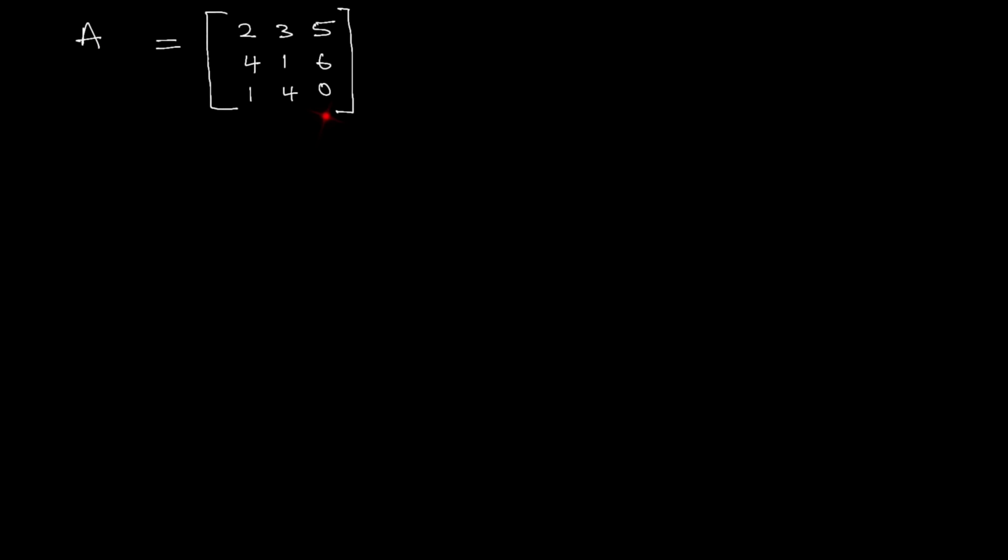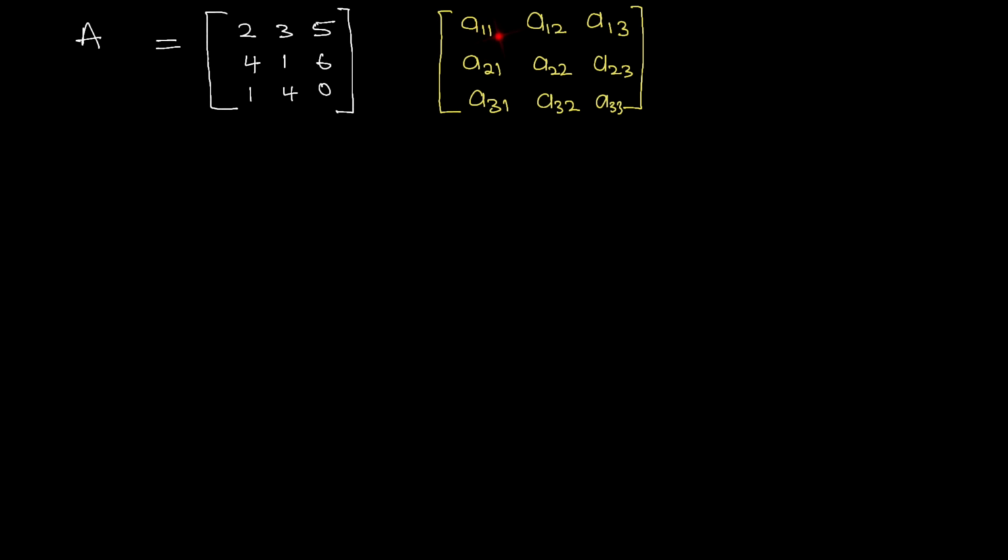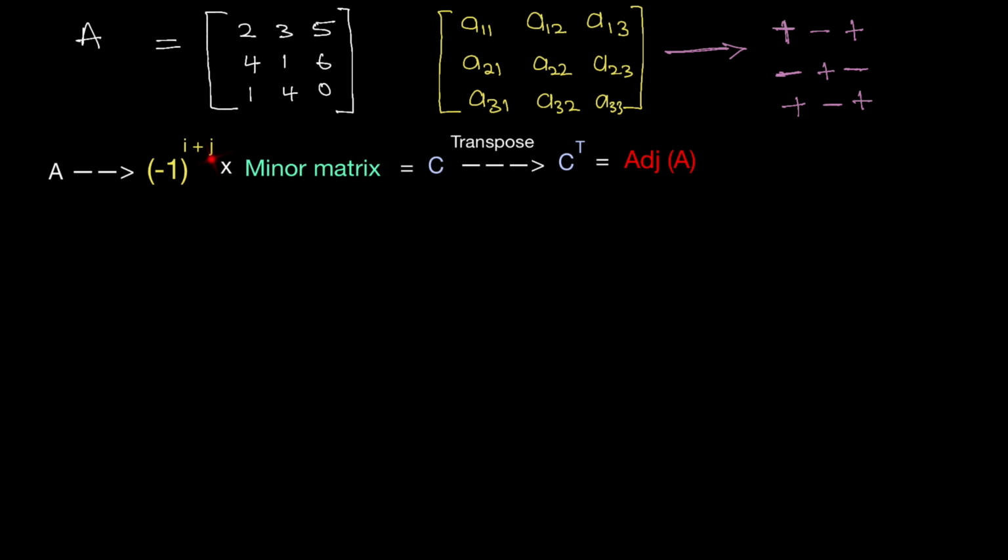If I have a matrix A, it has its elements, positions, and each element has its own sign. This is plus 1 for A11, A12 is minus 1, A13 is plus 1. In order to find the inverse of matrix A, we take the sign of each element and multiply it by the minor of that element, which gives the cofactor. We take the cofactor and transpose it to get the cofactor transpose, which is called the adjugate of matrix A, or adjoint of matrix A.